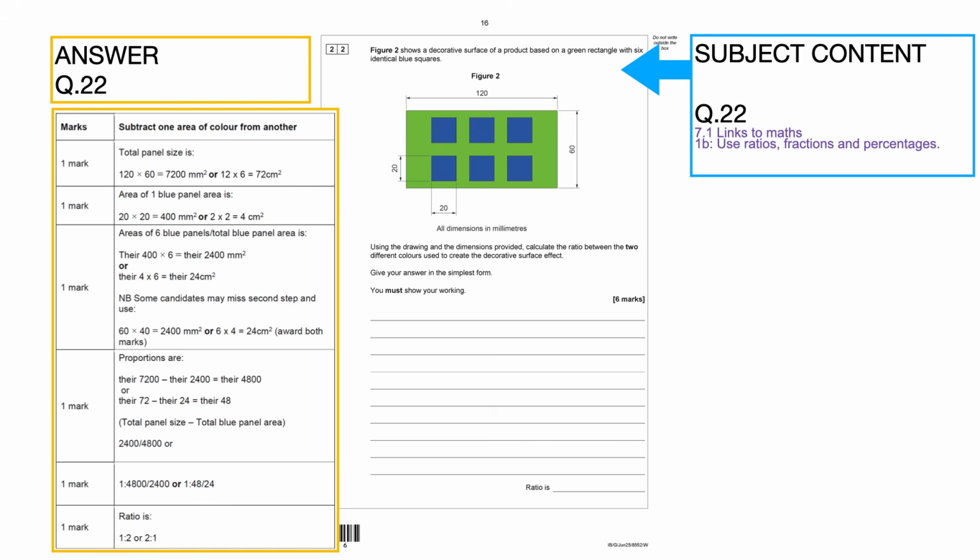So pause the screen and on the left, you'll see the marks in the left column and you need to subtract one area of color from the other.